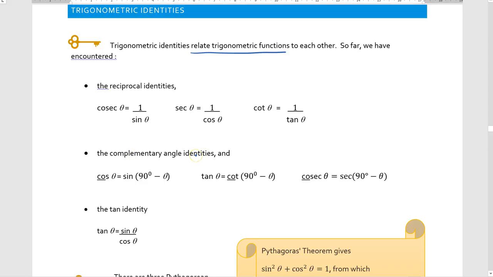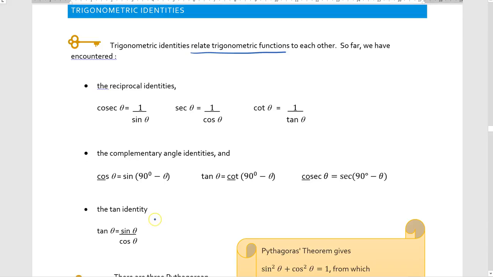We also saw the complementary angle identities, which you would have encountered in junior school, where cos of theta is the complement of sine, so cos of theta is sine of 90 minus theta. Likewise, cot is the complement of tan, so tan theta is cot of 90 minus theta. And cosec is the complement of sec, so cosec of theta is sec of 90 minus theta.